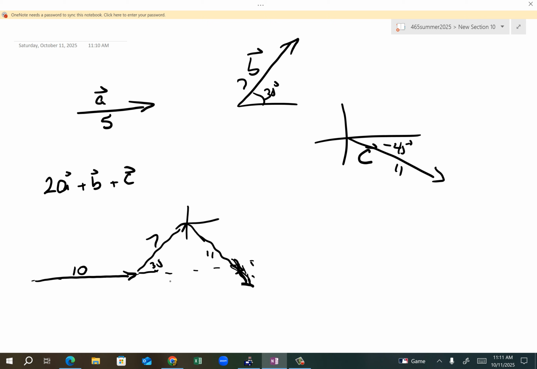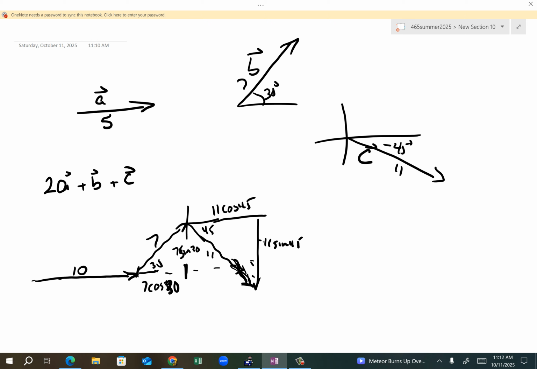But let's do the math, shall we? So from here to there is 7 cosine 30, and this is 7 sine 30. This one is going to be 11 cosine 45 and 11 sine 45. Of course, that's going to be negative because we're going downhill. I love talking weird sometimes. Groom, all the time? Sure, why not?